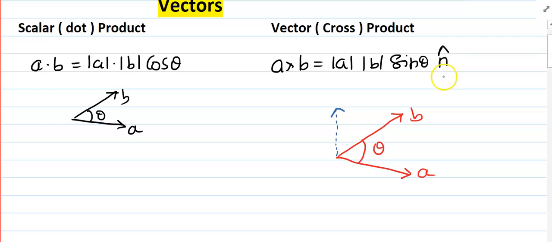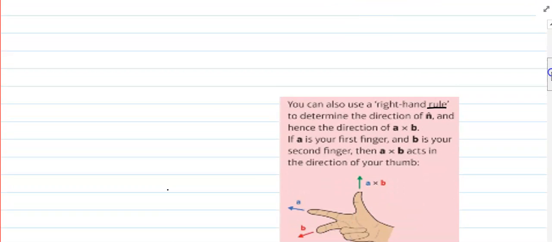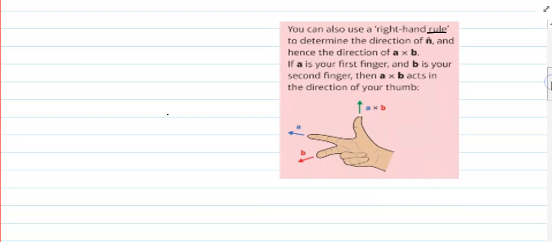So when we are using the right hand rule, make sure that your first finger is pointed towards A and second finger is pointed towards B. I'll show you in the diagram now. So if you see in this diagram, your first finger should be pointed towards vector A, and second finger should be pointed towards vector B. Then your thumb will show you the direction of the unit vector.